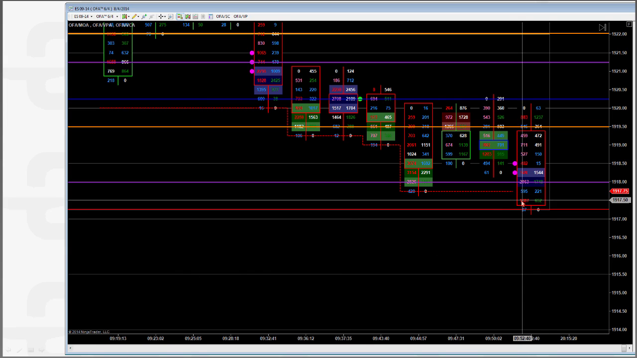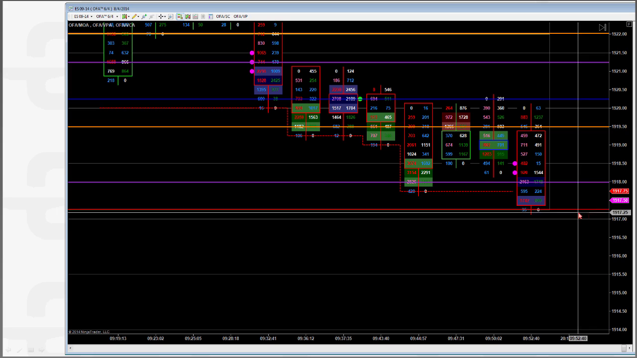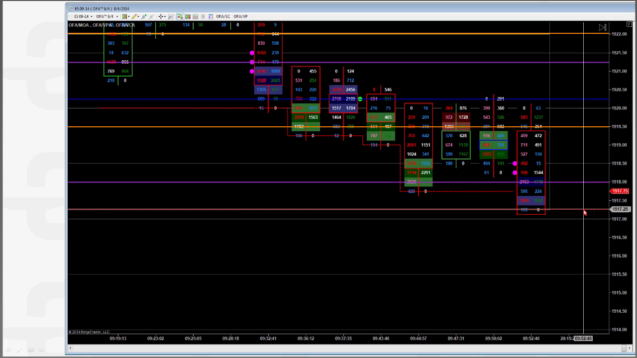Not only is it looking heavy here in the print, but the volume profile would suggest that this has lower to go. But I have a key level here where I would expect to see buyers step in at 17.25.